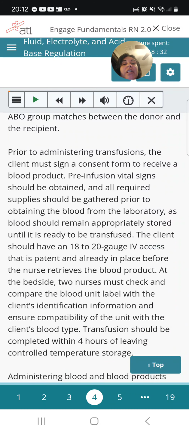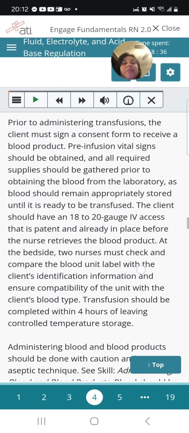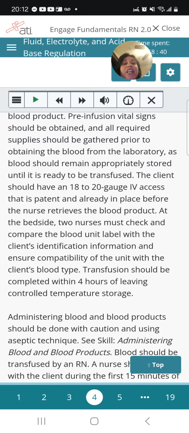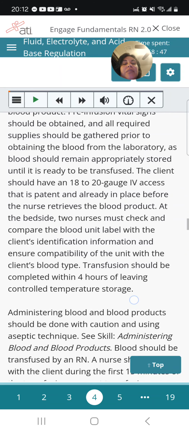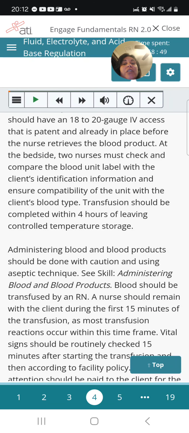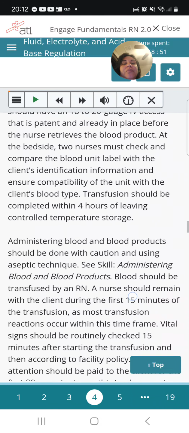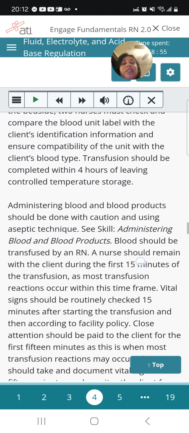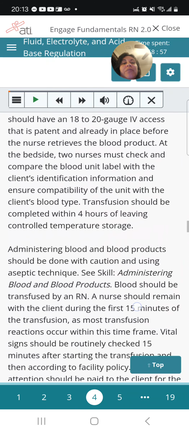Prior to administering transfusions, the client must sign a consent form to receive a blood product. The client should have an 18 to 20 gauge IV access that is patent and ready in place before a nurse receives the blood product. Two nurses must check to compare the blood unit label. Transfusion should be completed within 4 hours of leaving controlled temperature storage.